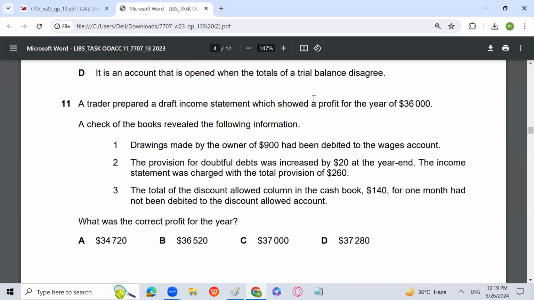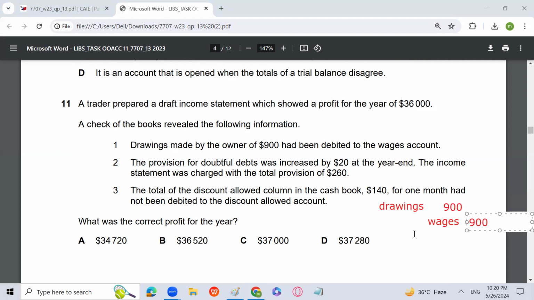So let's pass the entries first, because otherwise maybe I will find it difficult to find the correct profit, or you may also find it difficult. The first entry, drawings made by the owner had been debited to wages. So what we'll do, drawing to cash, wages to cash. Now the correct rectifying entry will be drawings debit and wages credit. This we have to do, 900 and 900.